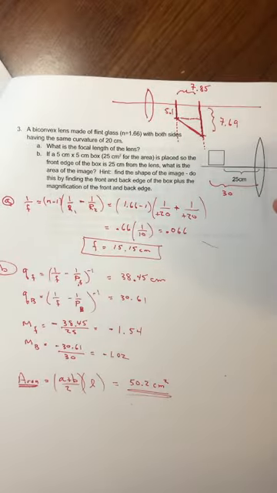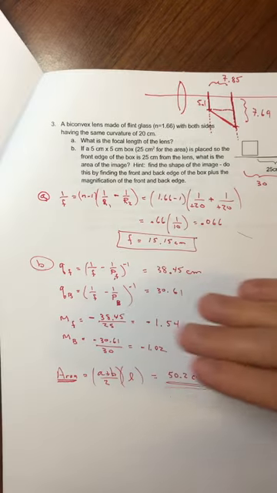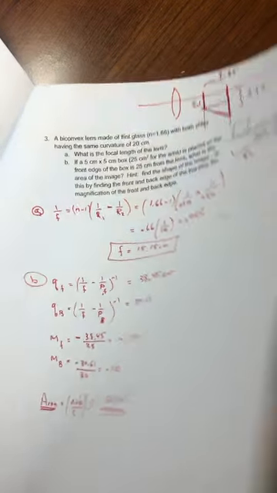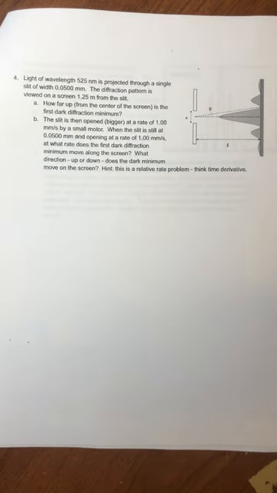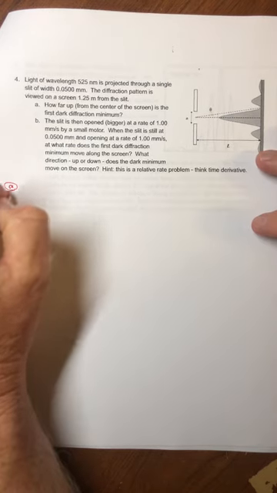All right, so kind of a tough one for me. As I said, kind of designed that way, so that A was pretty straightforward, but B is gonna make you think. All right, and same thing here in number four. Again, A is hopefully pretty straightforward.